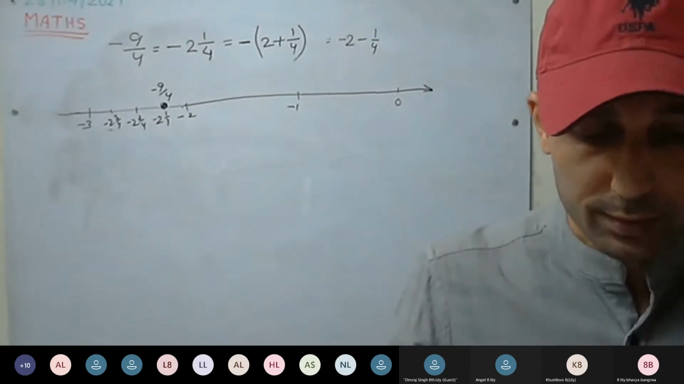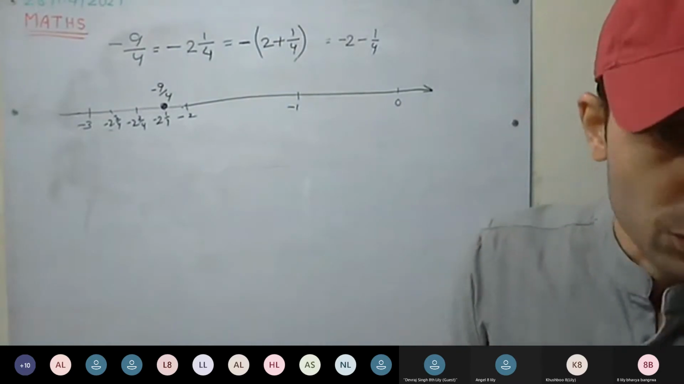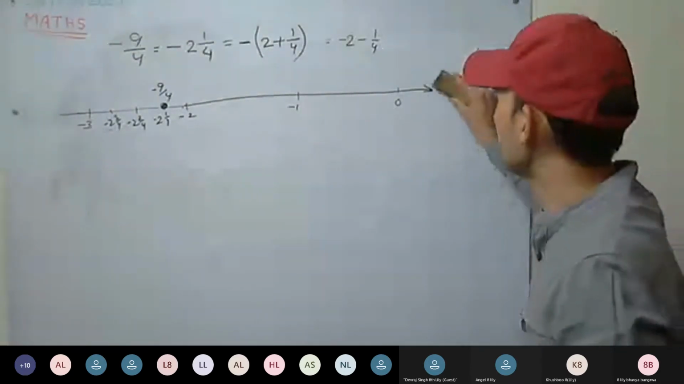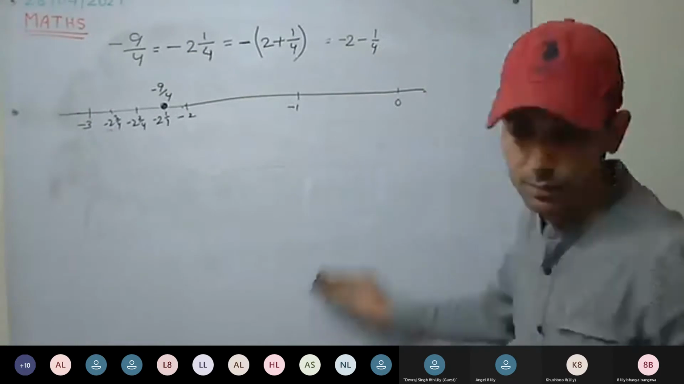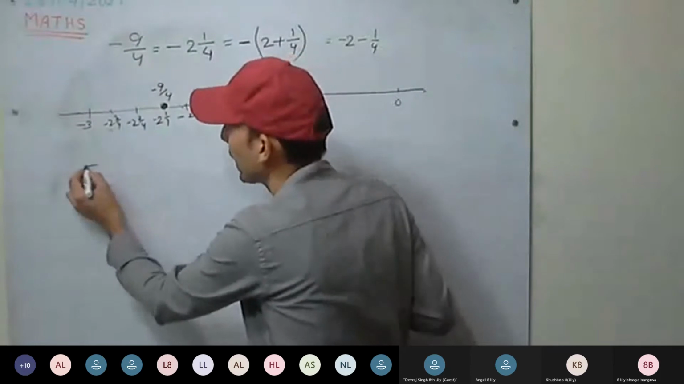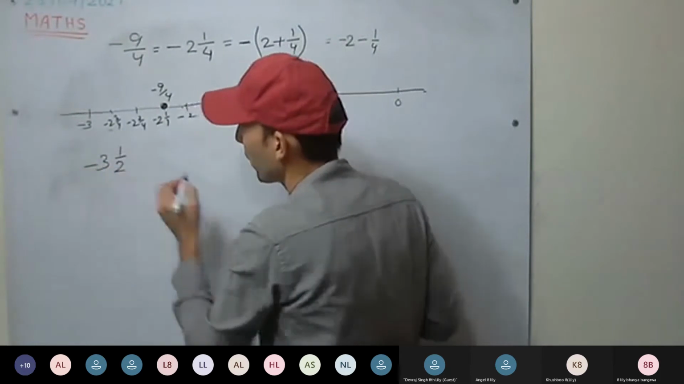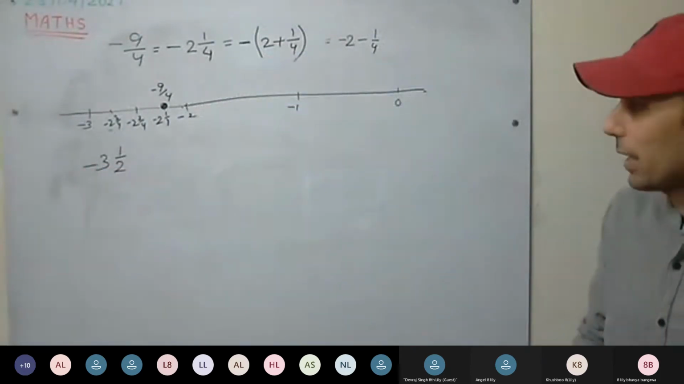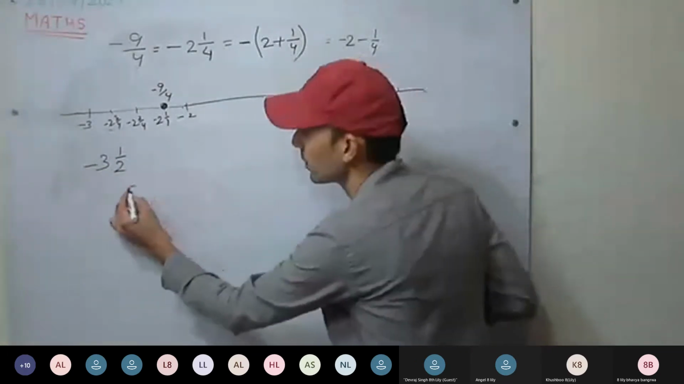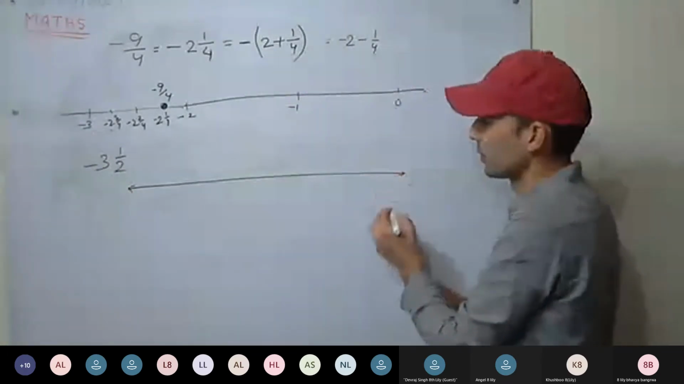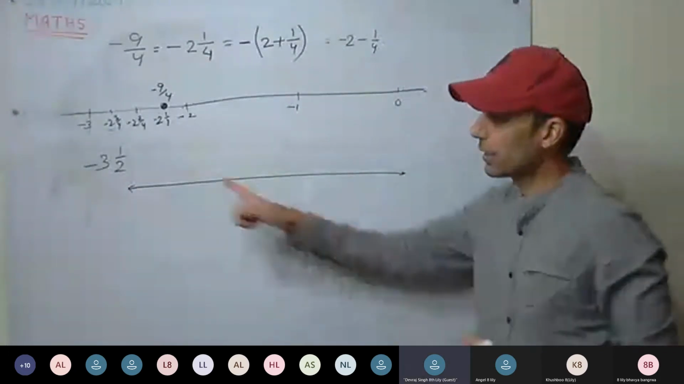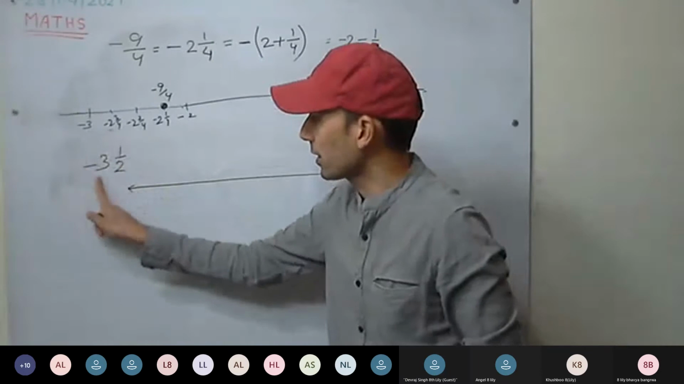Okay, do the fourth one. Rest do as homework. Fourth one: minus 3 1 by 2. Which two numbers will it lie between? Which two integers will it lie between? Check it once again. Which two integers will it lie between?